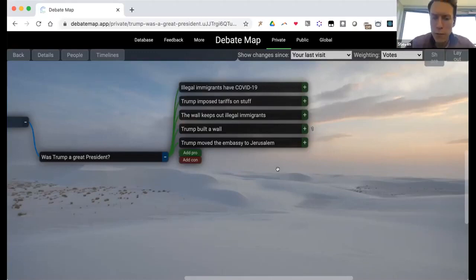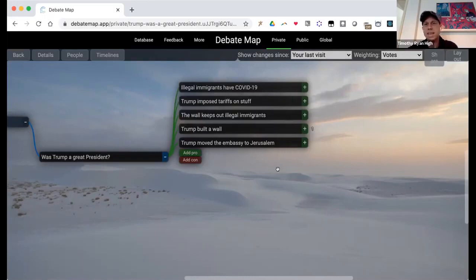No. I'm saying, would anyone say as a supporting argument that Trump is a good president? Yes, because immigrants bring COVID-19. No, and that's exactly my point. You said they would say he's a good president because he built a wall and it keeps out illegal immigrants and they have COVID-19. And you said ands go side by side. That's exactly what you said. Ands go side by side. There you go. They're going side by side.